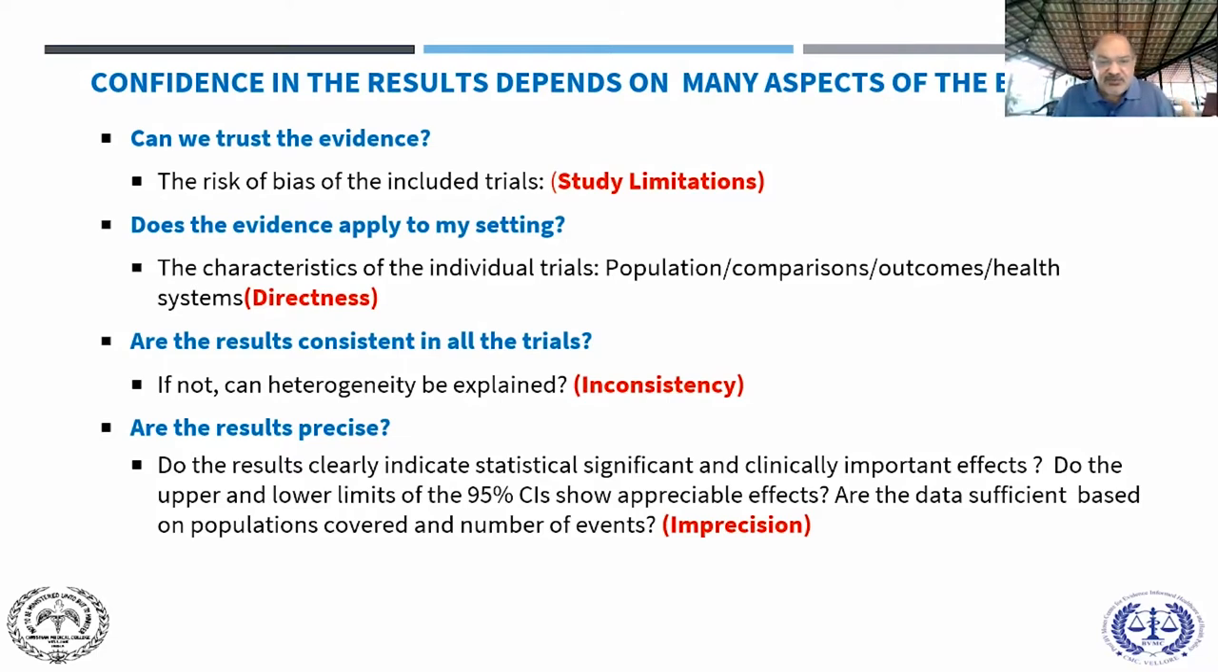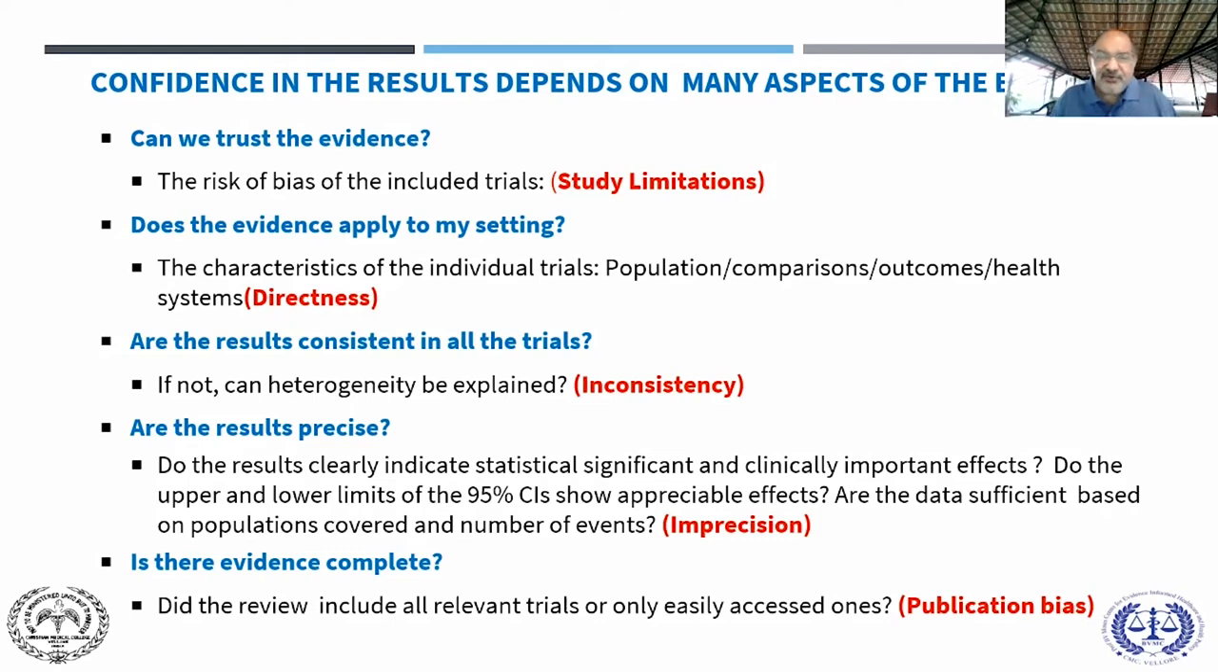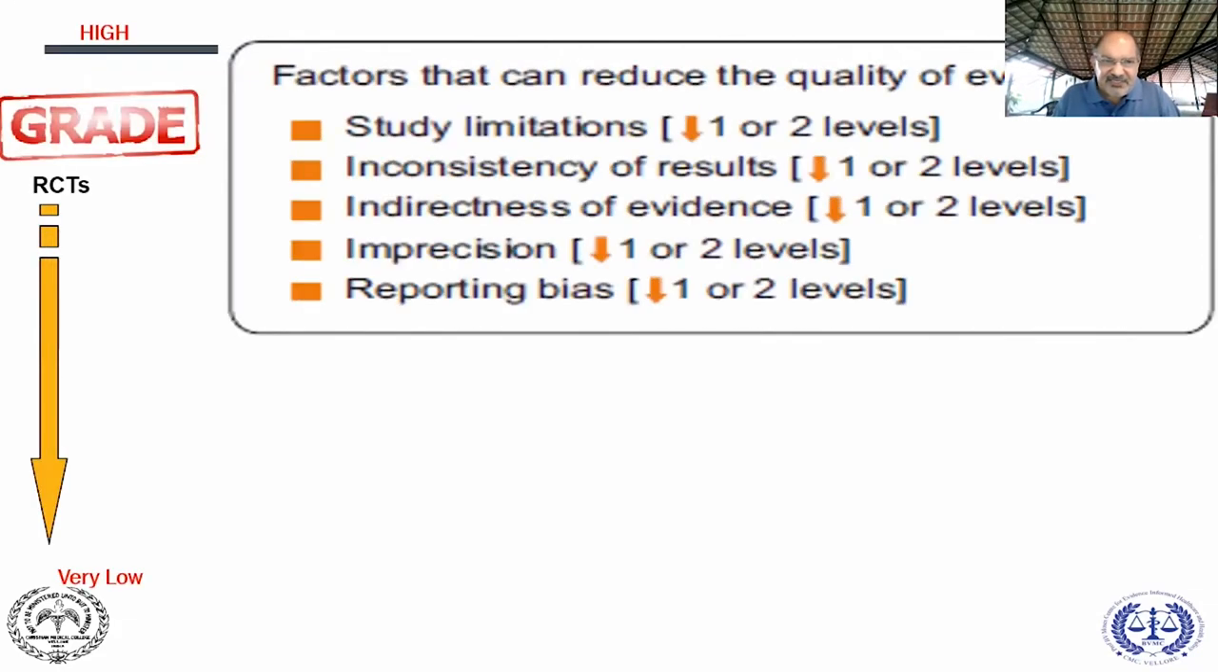The next thing you also want to know is, did you have enough people and events for that outcome to be sure the results will not be updated by another trial? And finally, you want to make sure that you actually have all the evidence and not evidence from a biased sample which is easily accessible. So based on these criteria, you start looking at the evidence.